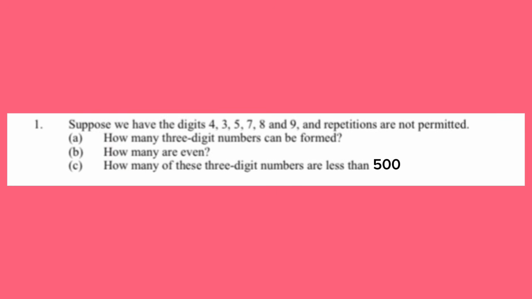Question 1C. How many of these 3-digit numbers are less than 500? With this question, we're looking at the number in the hundreds place. Since we're looking for numbers that are less than 500, in the hundreds place we would expect the digit to be less than 5.